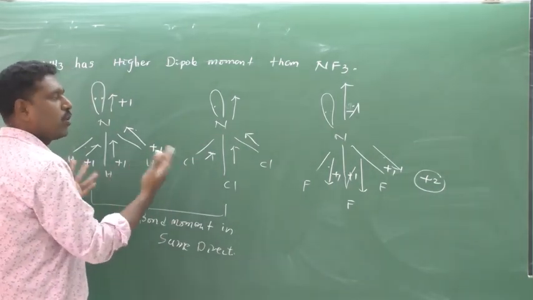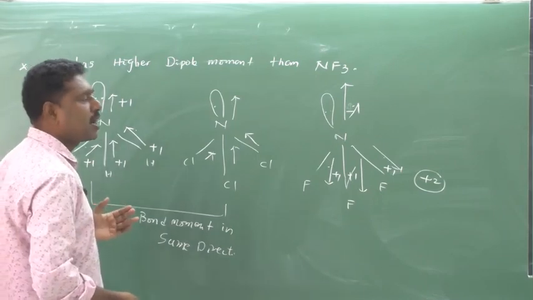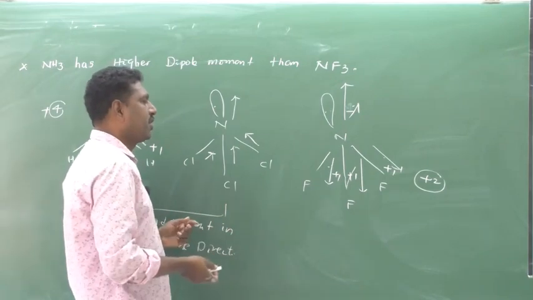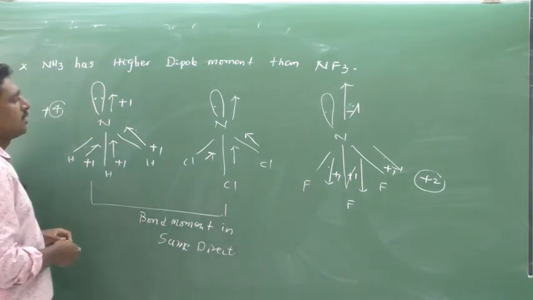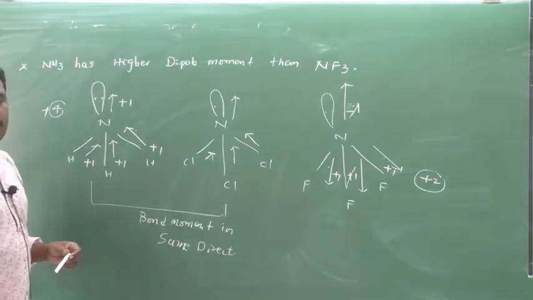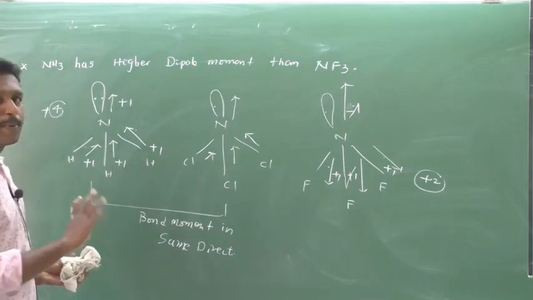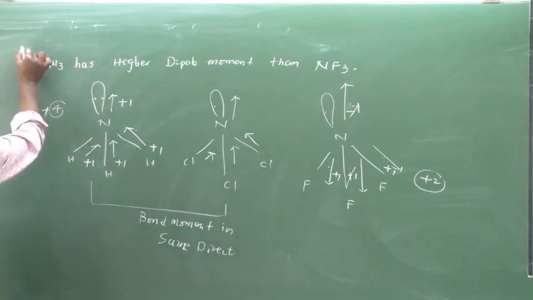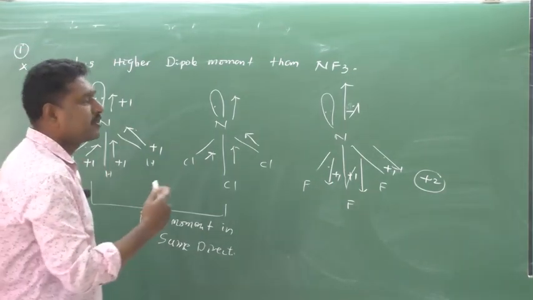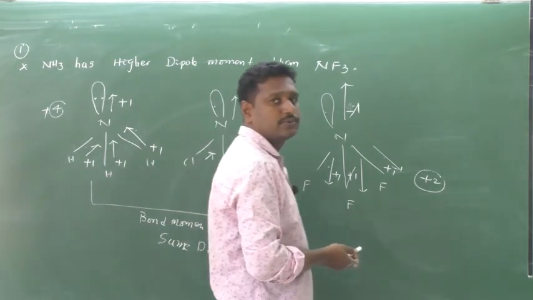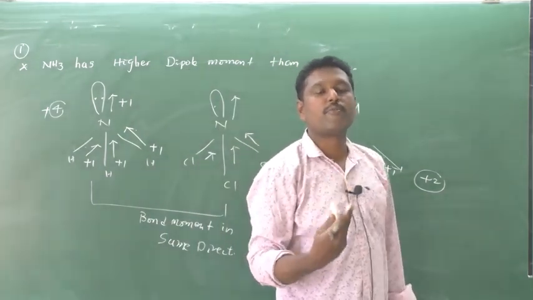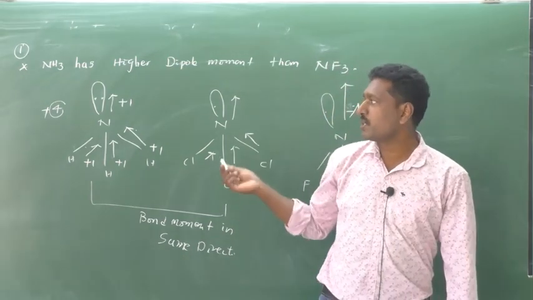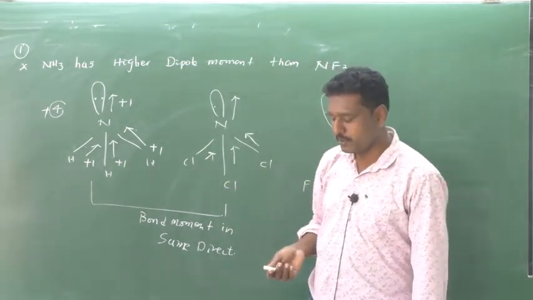These two have more dipole moment when compared to NF3, because the bond moments are in the same direction in the case of NCl3 and NH3. This is also important. It is one of the applications: by knowing this, we can confirm the molecules. Molecules which have more dipole moment have more polarity. That is also an important thing.